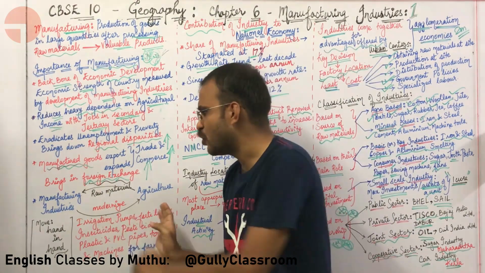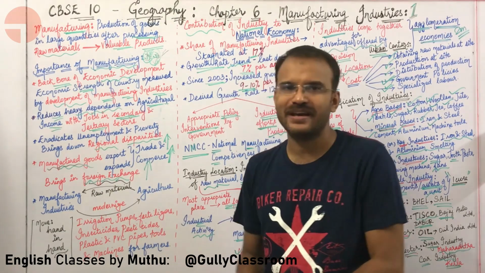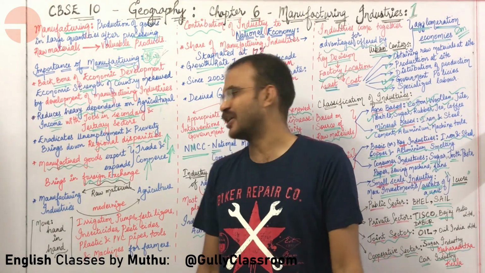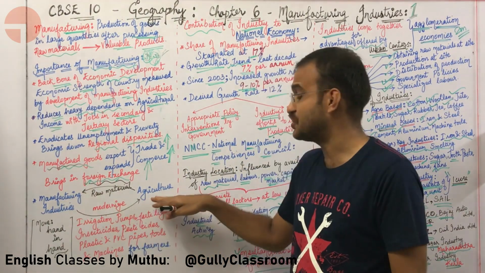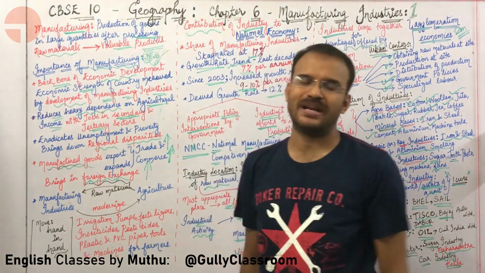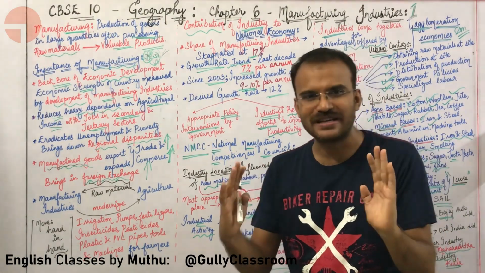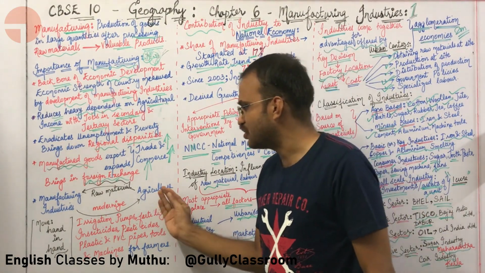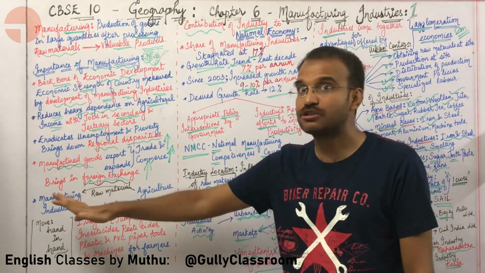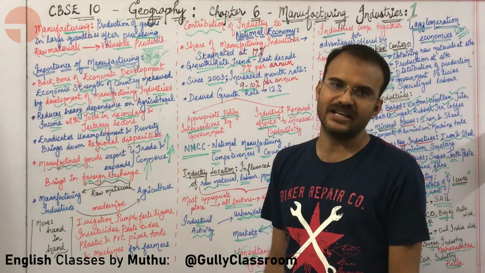We will study how these two are related to each other in a better way in Sectors of the Indian Economy. Manufacturing industries and agriculture are entirely dependent on one another. Are you able to understand the idea? Agriculture is providing a lot of raw materials to the manufacturing industry, but the manufacturing industry is modernizing agriculture.